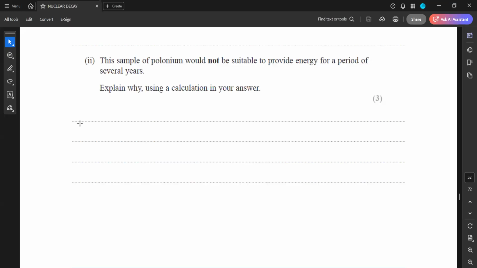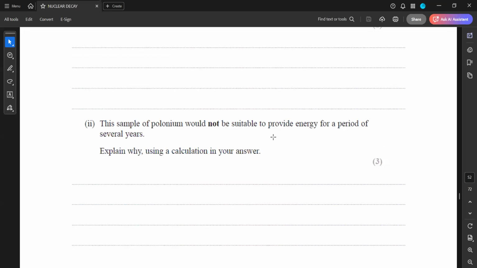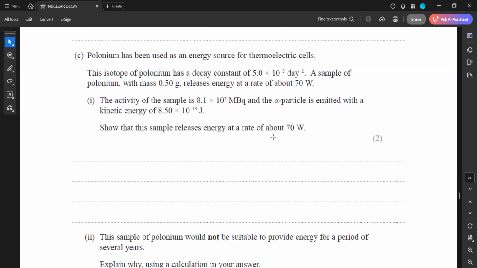The next question is: this sample of polonium would not be suitable to provide energy for a period of several years. Explain why, using a calculation in your answer. Like if you want to use this polonium for several years, it is not suitable.